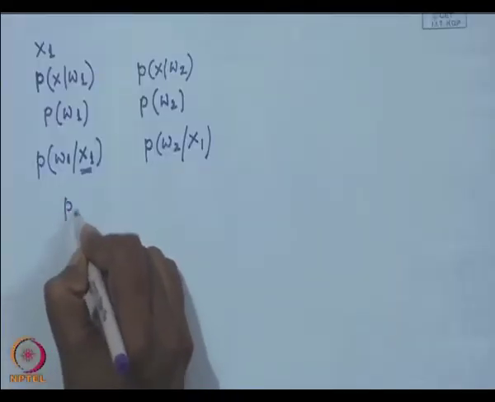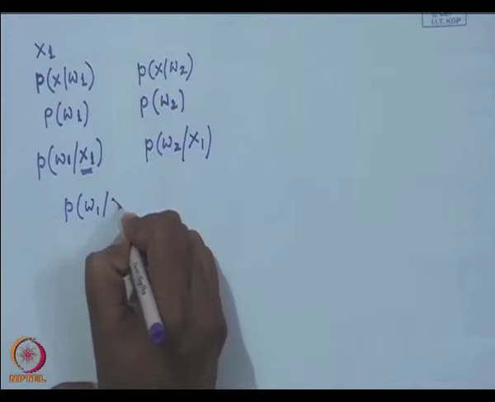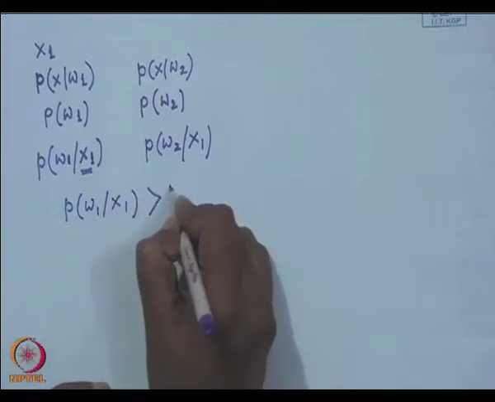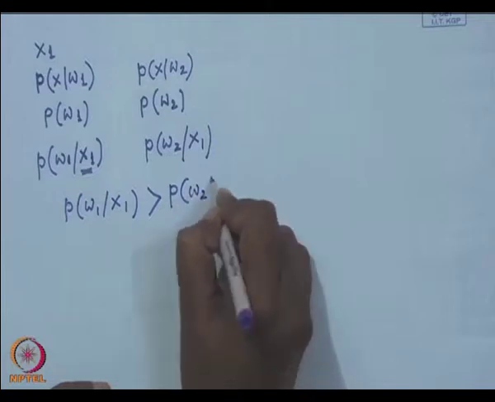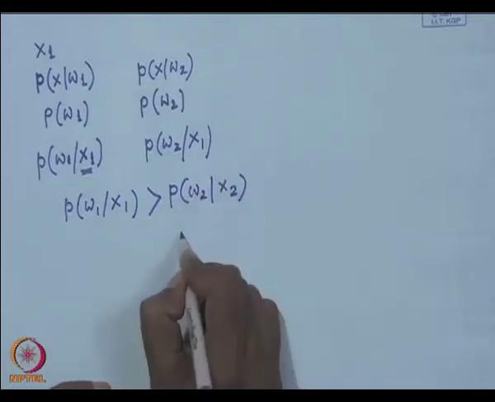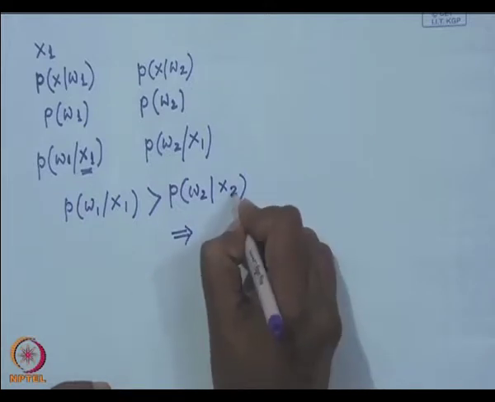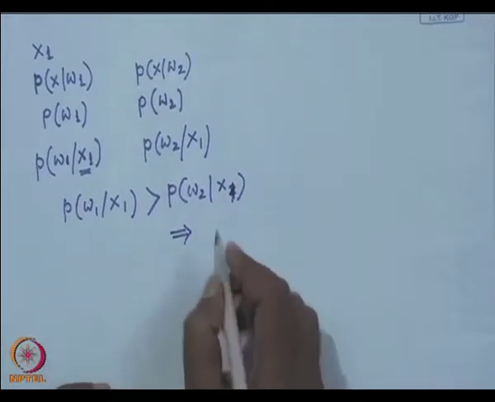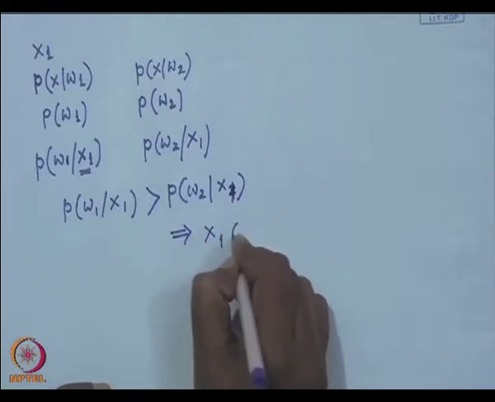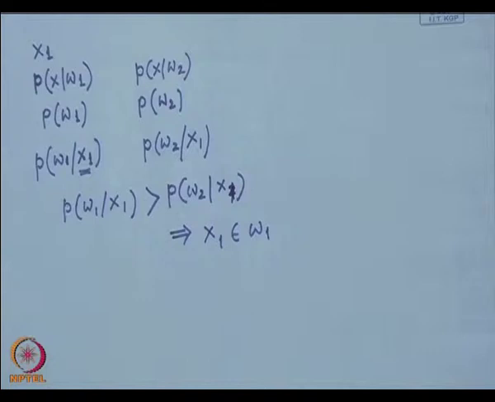And then the Bayes decision rule says that if p of omega 1 given x 1 is greater than p of omega 2 given x 1, then my decision will be that x 1 belongs to class omega 1. Otherwise, if p of omega 2 given x 1 is greater than p of omega 1 given x 1, then the classification decision will be that x 1 belongs to class omega 2. So, that is how the Bayes rule works.